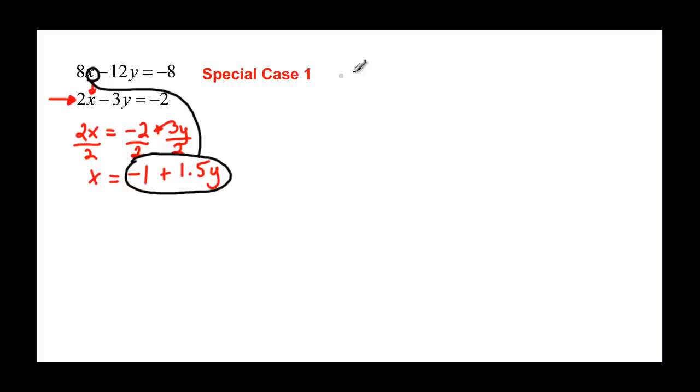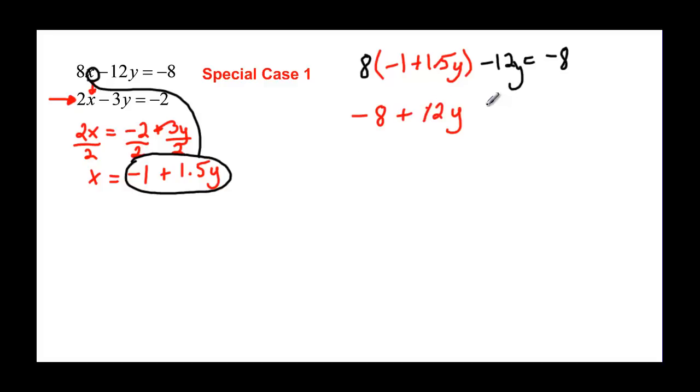So let's rewrite our equation. 8, but now I'm going to replace my x. And then minus 12y is equal to negative 8. And if I put my x in here now, it's negative 1 plus 1.5y. Distributing, I'm going to have negative 8 plus 12y minus 12y equal to negative 8.